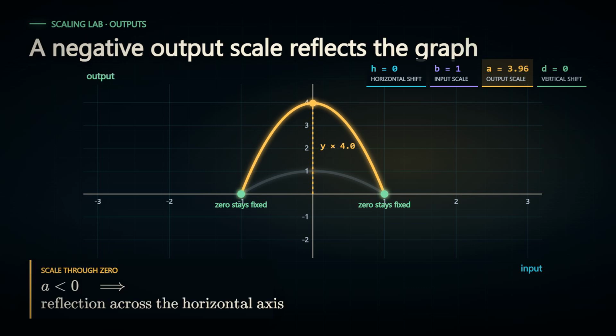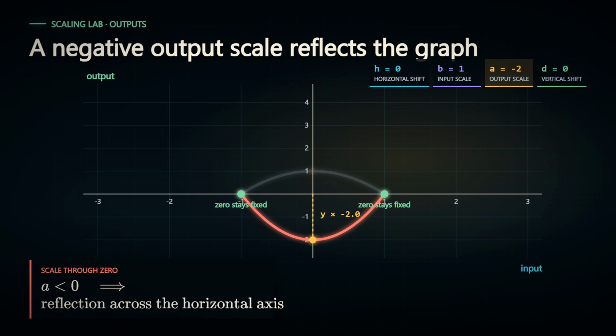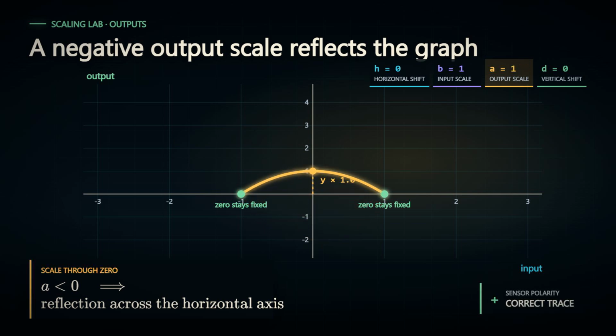Let a pass through 0 and become negative. The graph flattens, then reappears across the horizontal axis. A negative output scale includes a reflection. In a lab, that can represent a position sensor wired with reversed polarity. Flip the connector back, and the trace undoes the reflection without changing its timing.